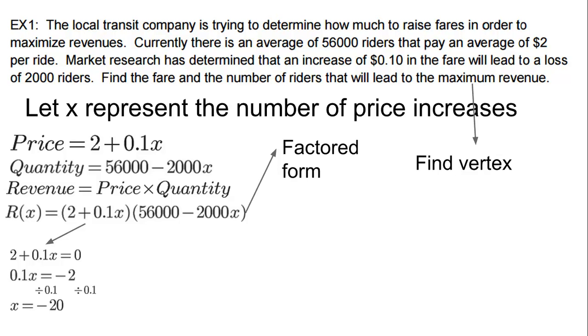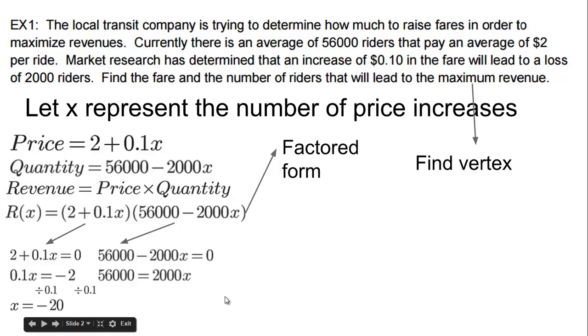So what this means is actually if we drop the price 20 times 10 cents, our price becomes nothing. We're letting people go for free. In the other situation, we've got 56,000 minus 2,000x. I put the 2,000x on the other side this time, just to keep positive numbers. Divide 2,000 on both sides, we get x equals 28. Now, if we raise the price 28 times, your price is so high that nobody's going to be riding the bus anymore.